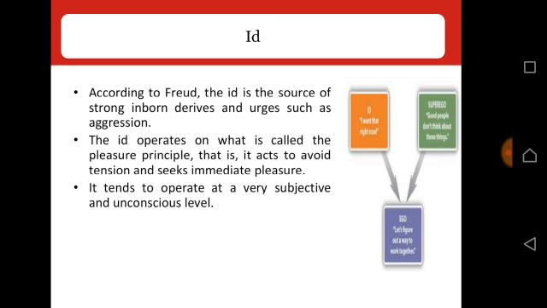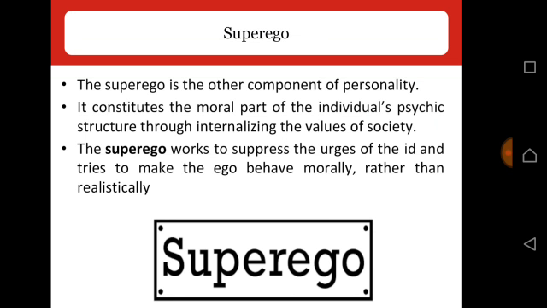It constitutes the moral part of the individual psychic structure through internalizing the values of society. सुपर ईगो का काम होता है कि वो इड के अर्जेस को सप्रेस करे और ईगो को मॉरली बिहेव करा सके. अभी थर्ड, द नेक्स्ट पार्ट दैट इज ईगो, आई हैव नॉट डिस्कस्ड, बट आई वुड लाइक टू टेल दैट सुपर ईगो वर्क्स ऑन द मॉरल पार्ट.